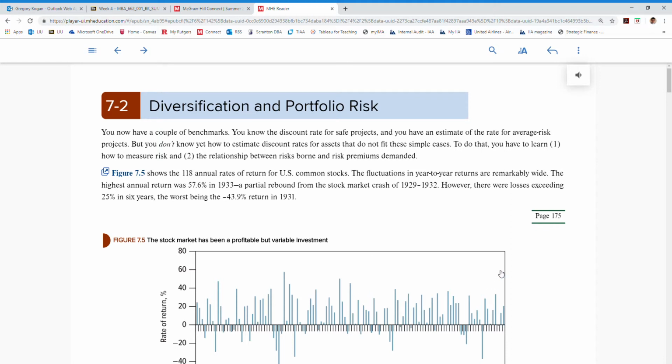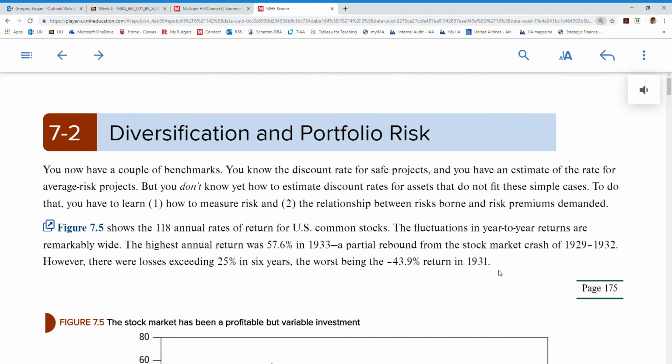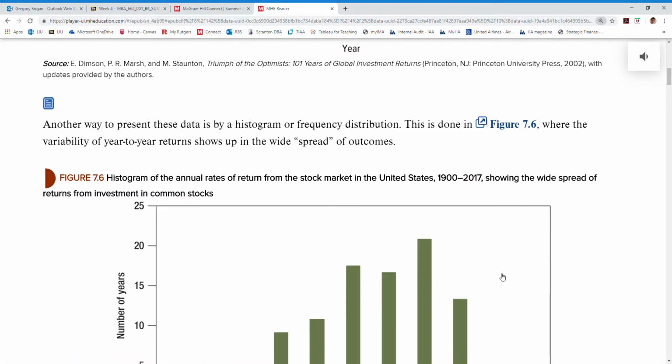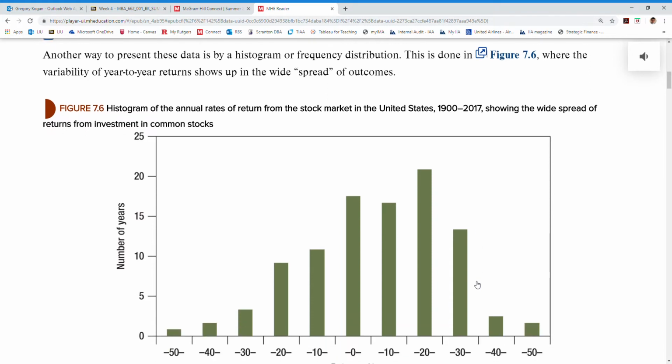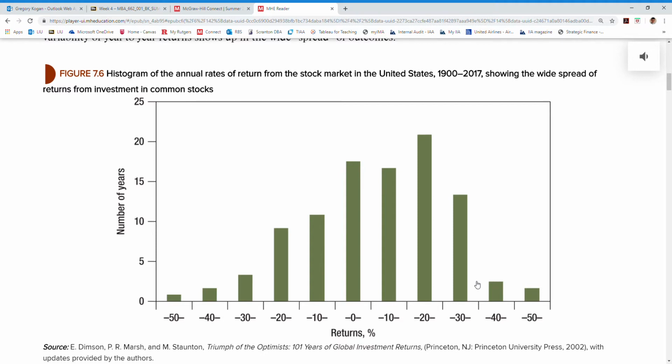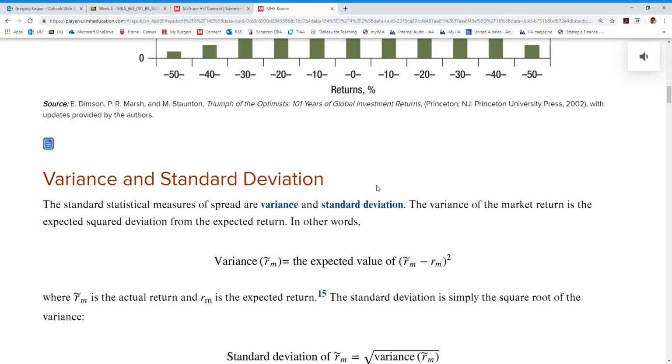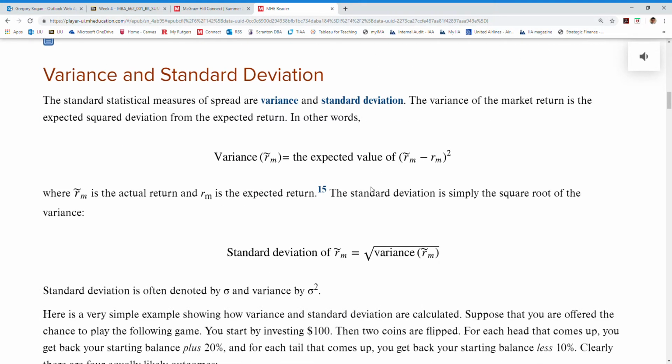So continuing with diversification and portfolio risk, now that we calculated standard deviation, we're looking at annual rates of return for the market, basically showing how many years the market had certain returns, and showing you the frequency of occurrence for the last 117 years. So basically, this can help us predict how likely a certain return would happen in the future, statistically speaking, right?